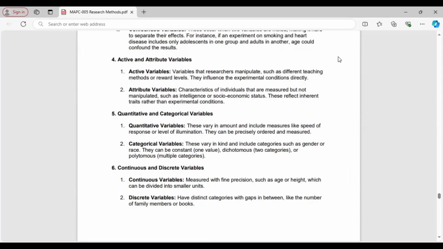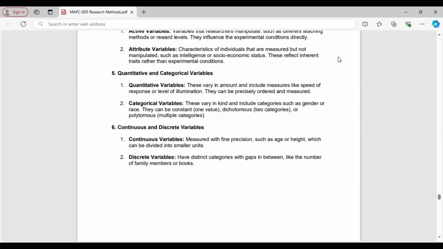Continuous and discrete variables. Continuous variables are measured with fine precision, such as age or height, and this allows division into smaller units. While discrete variables have distinct categories with gaps, like the number of family members or books. Understanding these variable types is crucial for effective research design and interpretation of results. Let's move on to section C now.